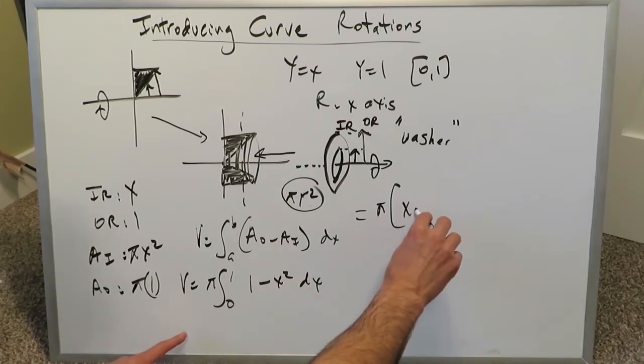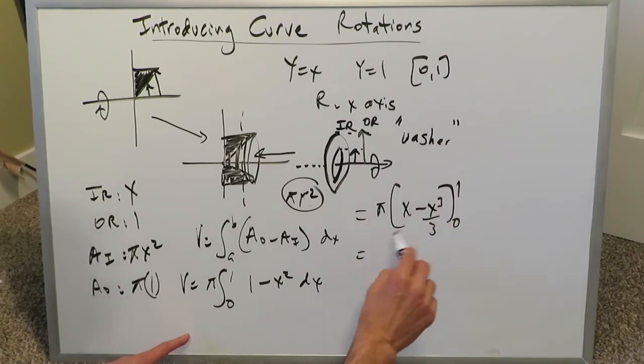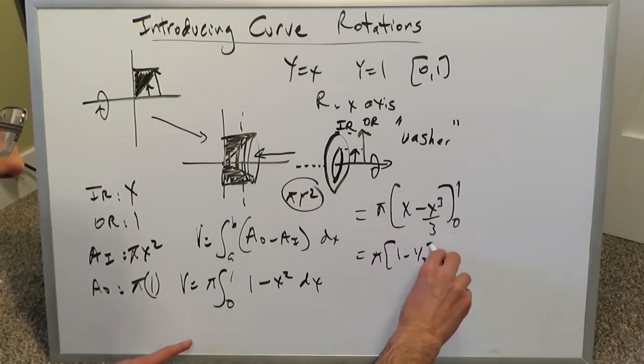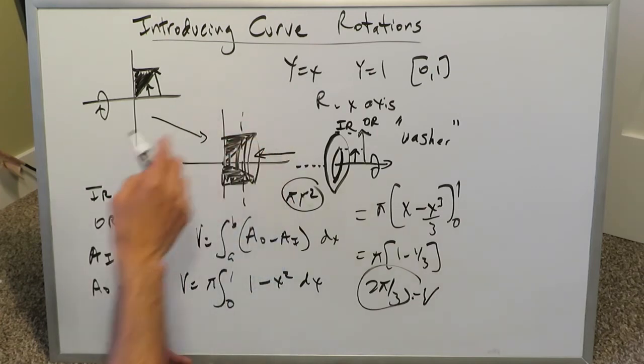You have an x come out of there, and you have an x cubed over 3 come out of here, from 1 to 0. And when you plug these in, zeros are meaningless. You have pi into 1 minus 1 over 3, and you get 2 pi over 3 as being the volume of this solid that you see.